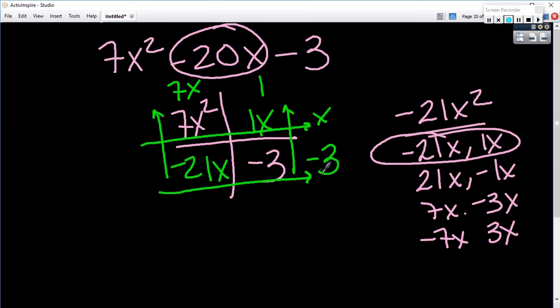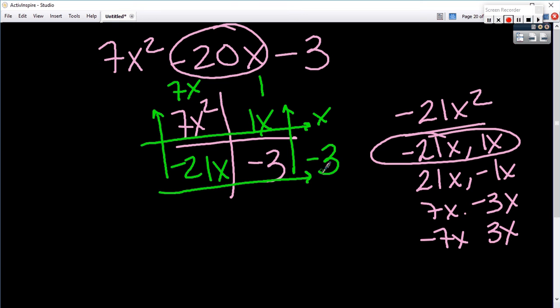When I come across here, they both have a negative, so I take the negative. Just like when I come up here, they both have an x, I take the x. If they both have it, take it. When I came up here, only one of them had it, so I didn't take it. But when I came across here, they both had it, so I took it. Does that make sense?